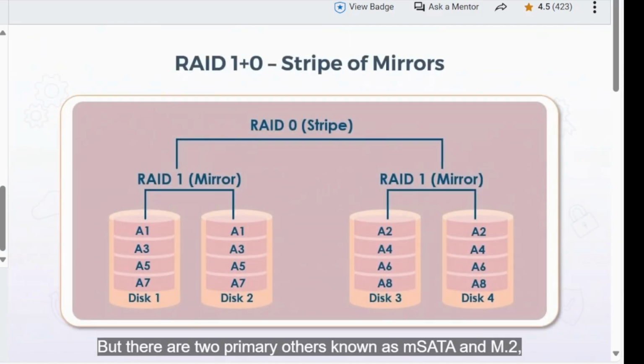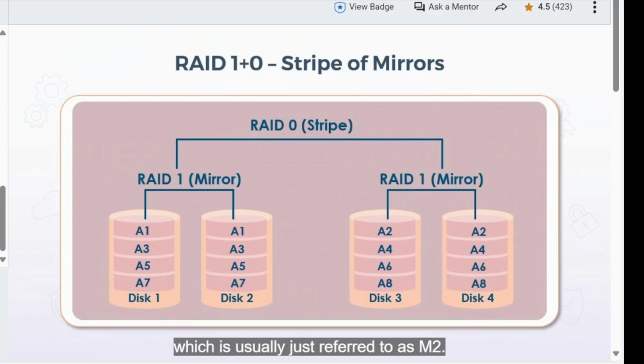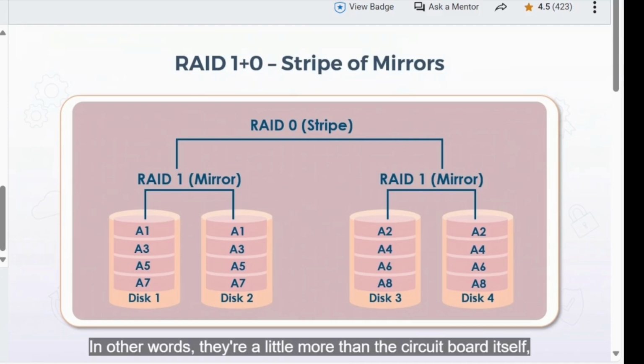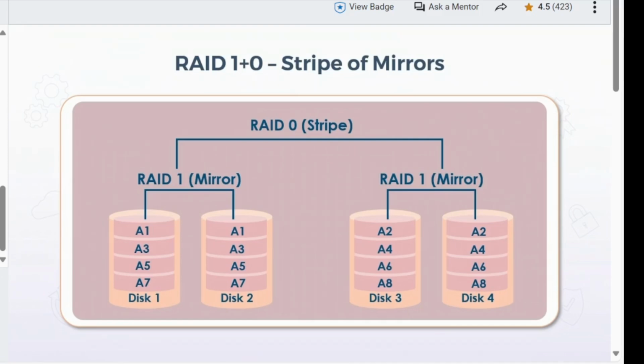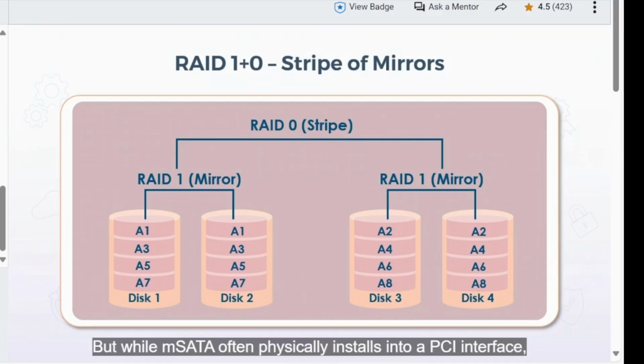Finally, RAID 1 plus 0 is a stripe of mirrors. Now, this is also very commonly referred to as RAID 10 because of the 1 plus 0. But as mentioned, recall that RAID 0, striping all by itself, does not provide redundancy, but it does provide very good performance. So RAID 1 is then implemented on top of this, if you will, which uses mirroring, which does provide redundancy. So what we have is striping of blocks A1 and A2, in this case across disk 1 and disk 3, so that's the striping characteristic.